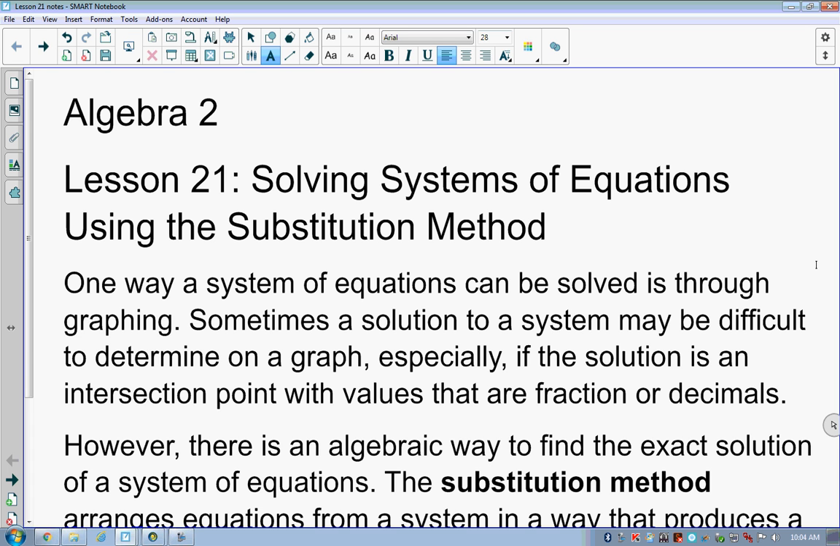All right, Algebra 2, Lesson 21, solving systems of equations using the substitution method. Up to this point, we've solved systems of equations by graphing. We've used Cramer's rule. I'm trying to think if we've done anything else up to this point. We've done matrices, haven't we? Right, you could solve a system of equations using matrices.